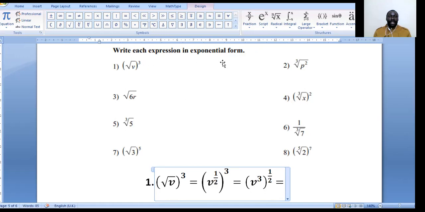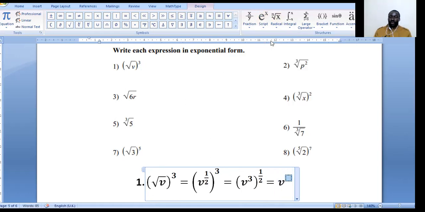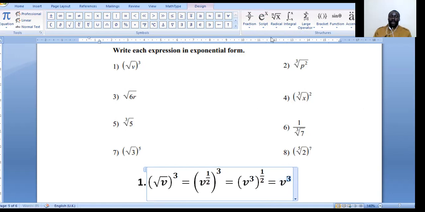But if we are to write it in exponential form, then we do not need to exchange this. We just need to multiply this. To write it in exponential form, this step would not have been necessary. We would just multiply 3 with 1 and it will be 3 over 2. So we'll be having v with exponent 3 over 2, that is 3 divided by 2. Yes, that is the answer, just that.